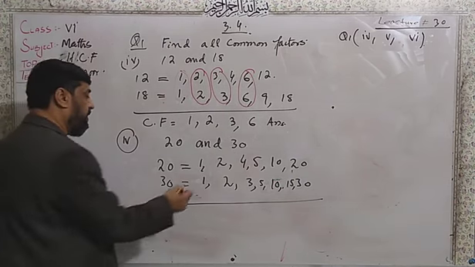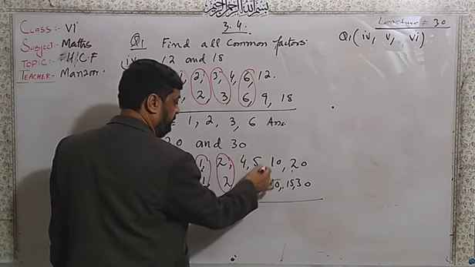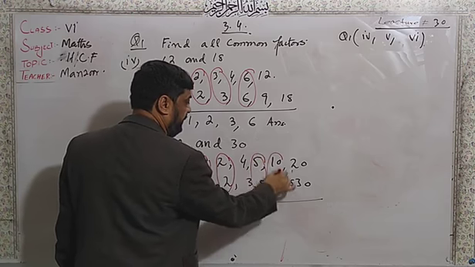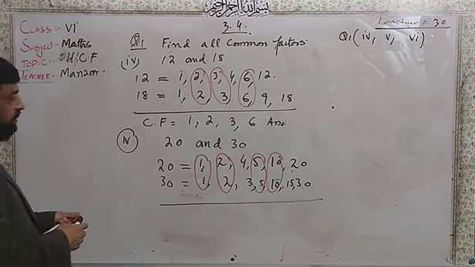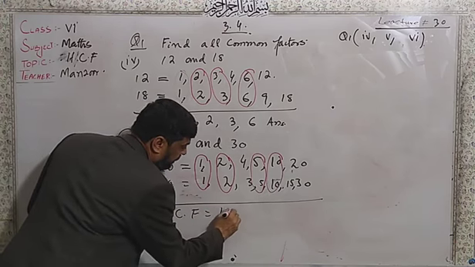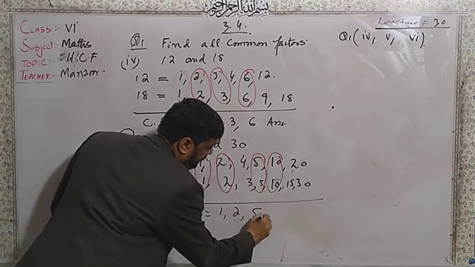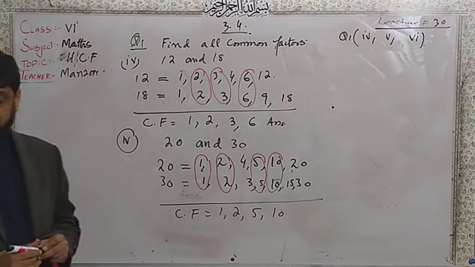Dear students, I will circle all those numbers which are common in both. Just 5, just 10, and after that there is no other number. I write here common factors: 1, comma 2, comma 5, then 10. These are the common factors.